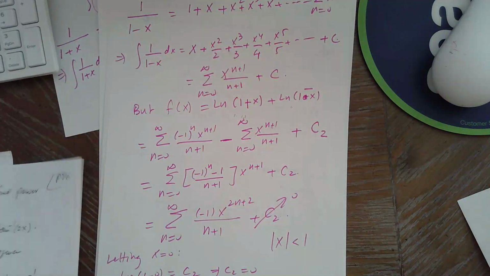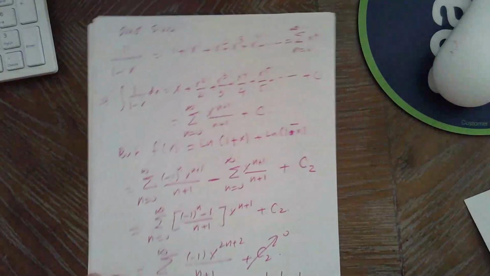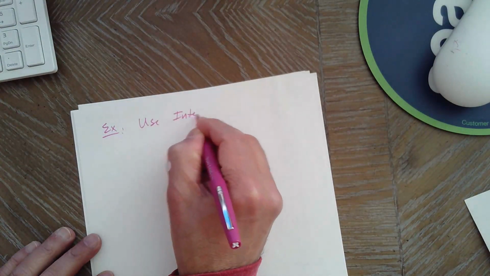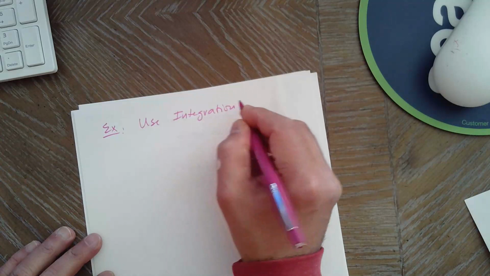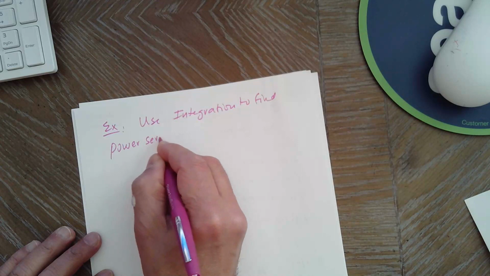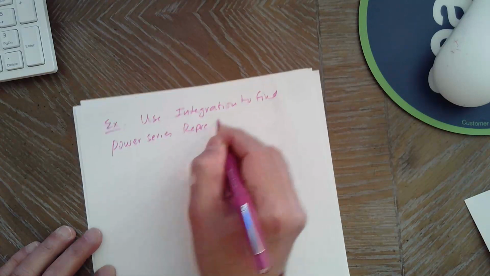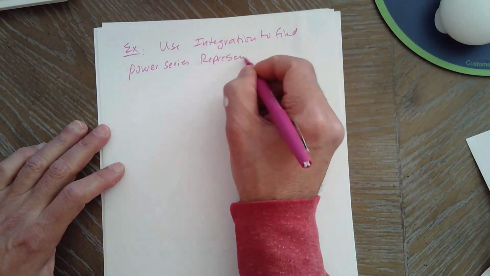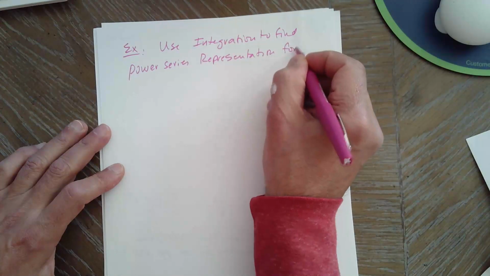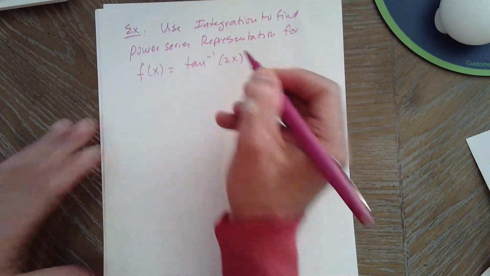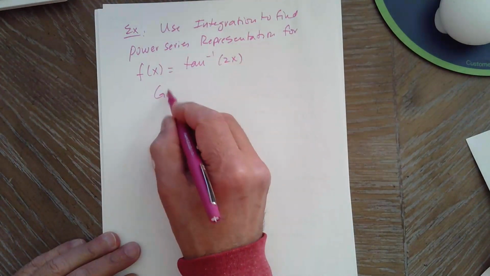Alright, one more and then we're done with 11.9. Use integration to find the power series representation for f of x equals tangent inverse of 2x. Again, we're going to use integration, and give the interval of convergence.